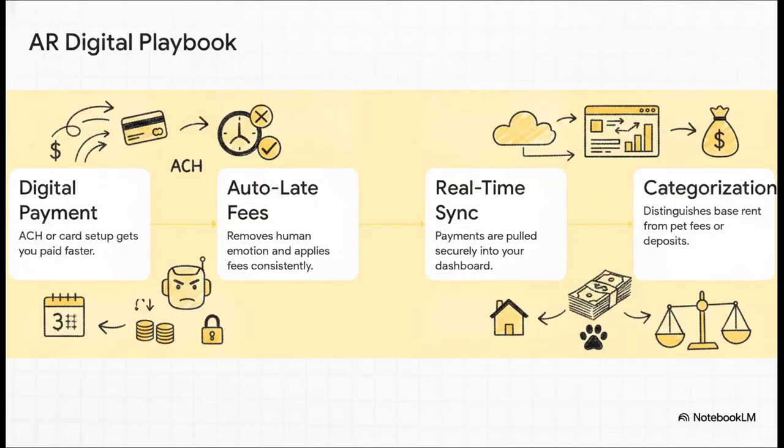An automated accounts receivable playbook relies on 4 crucial steps. It starts with digital payments via ACH or card, which lets tenants set up recurring payments so you get paid faster. Next comes auto late fee assessment, which is huge because it completely removes human emotion and applies fees consistently the exact moment a grace period expires. From there, real-time ledger sync ensures that the second a payment clears, it's pulled securely into your dashboard without you lifting a finger. Finally, automated categorization distinguishes base rent from pet fees or deposits, keeping your taxable income perfectly accurate.